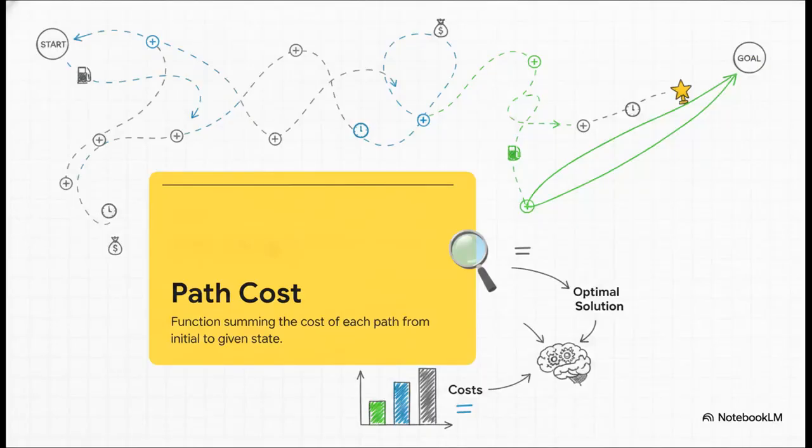And finally, we have the path cost. See, AI doesn't just want any solution, it wants the absolute most efficient one. The path cost is a function that assigns a numerical cost to a sequence of actions. It literally sums up the cost of every single step from that initial state to the goal. The AI is constantly evaluating its efficiency, aiming for what we call the optimal solution. That's the one with the absolutely lowest path cost, whether you're measuring total travel time, distance, or even fuel used.